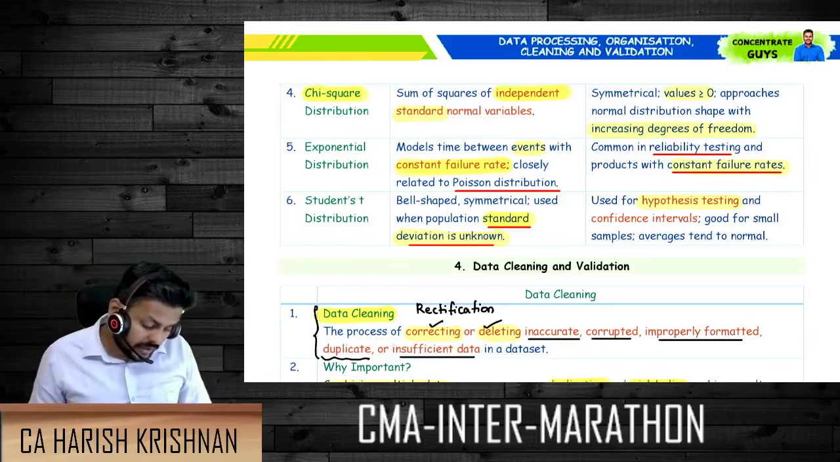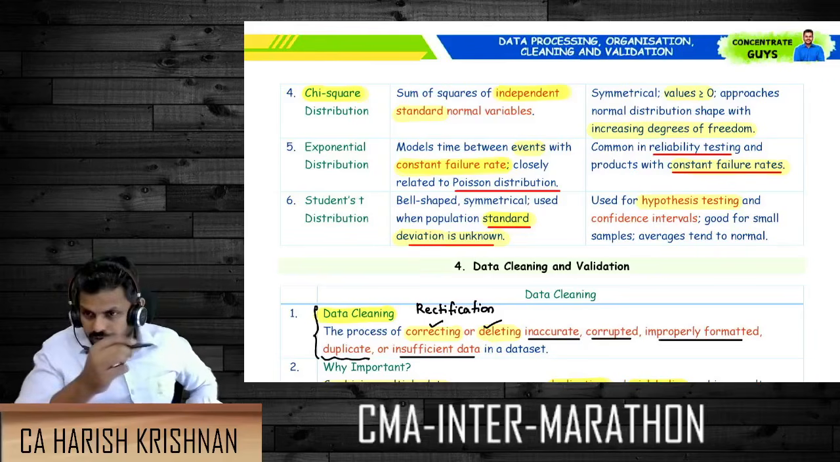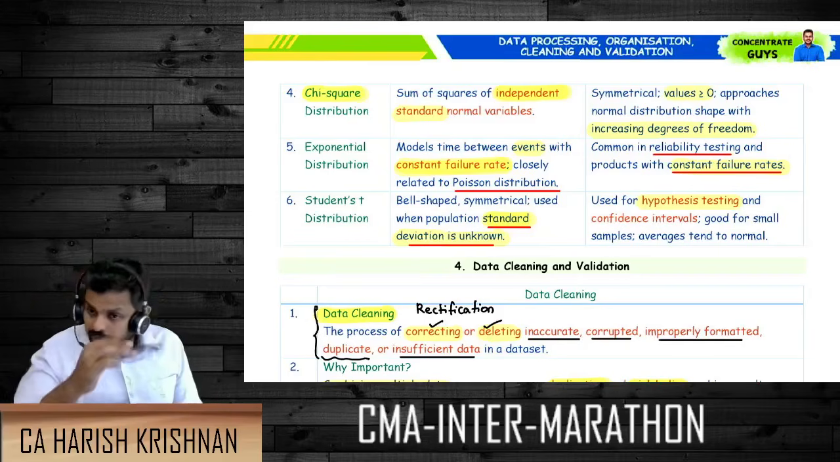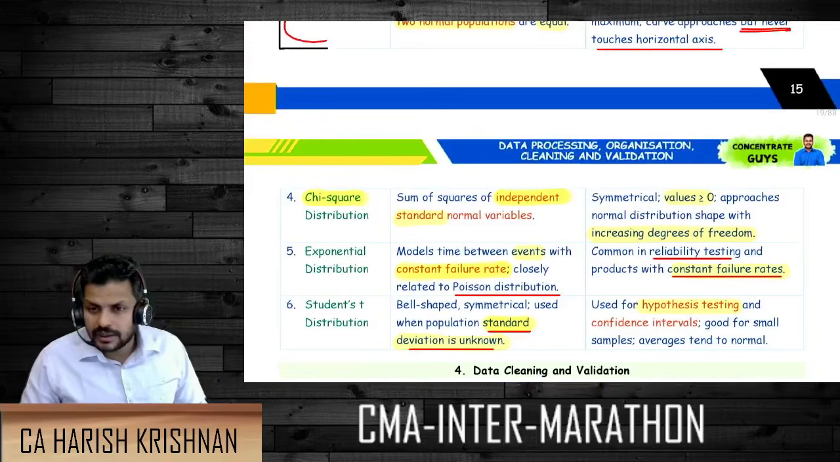And then Student's t-distribution is a bell-shaped symmetrical population, again, for which the standard deviation is unknown, which is very much similar to the normal distribution, the up and down thing that you've seen. Okay, so that is what I wanted you to just quickly recollect, and that is what is there.